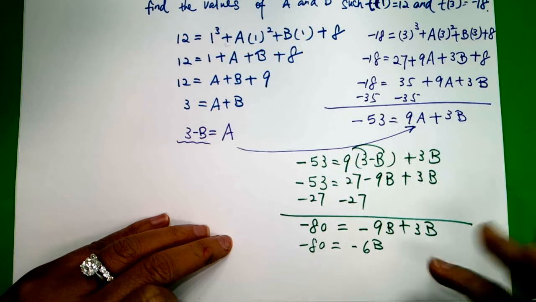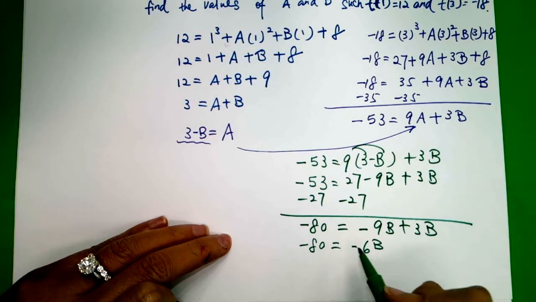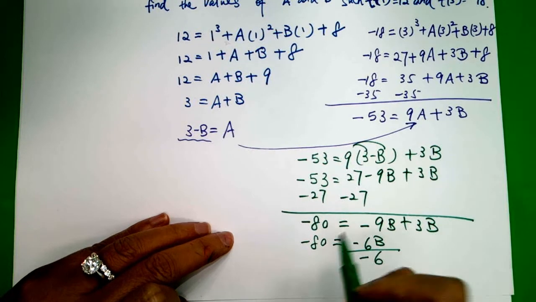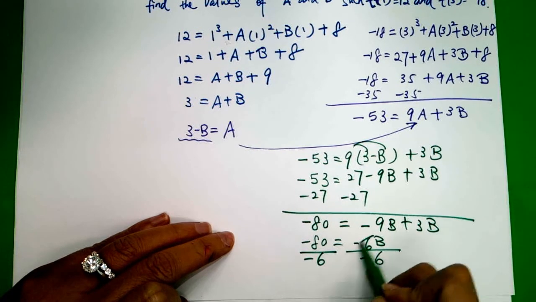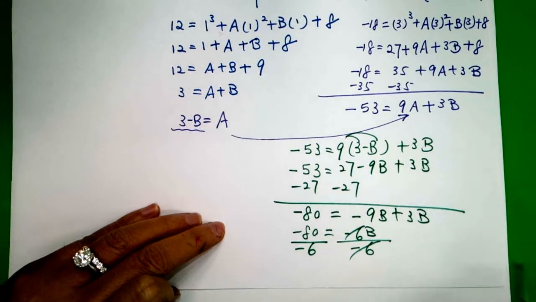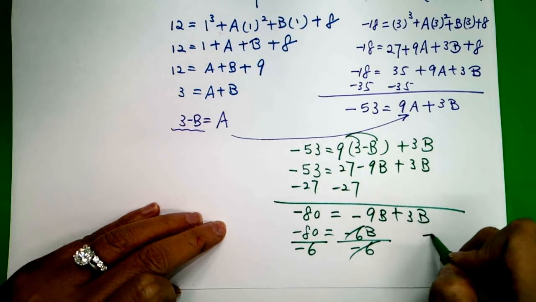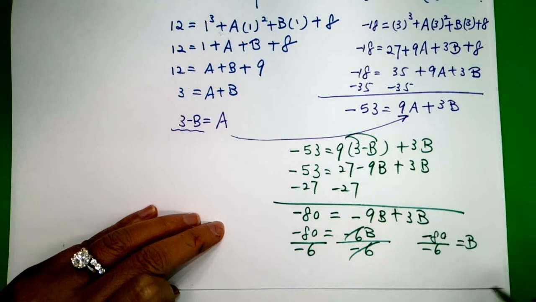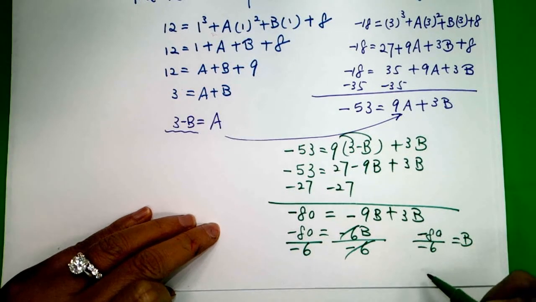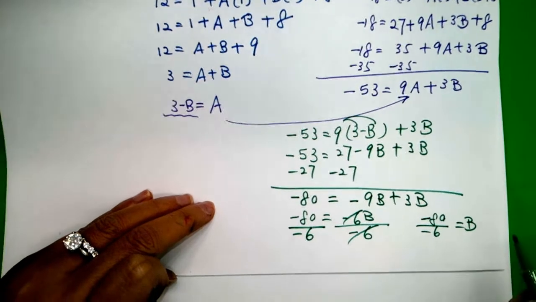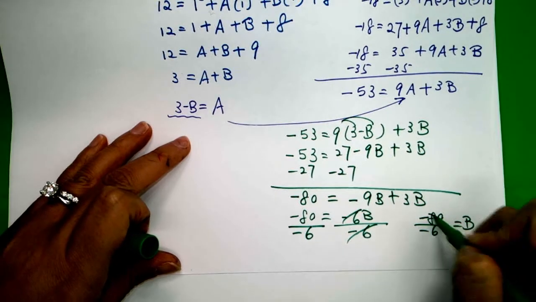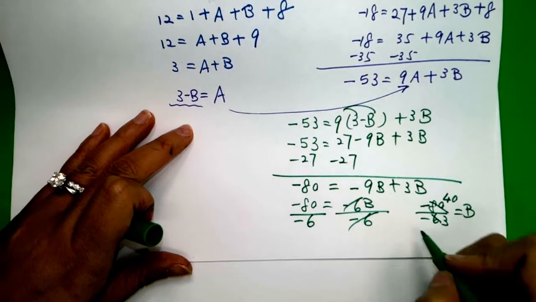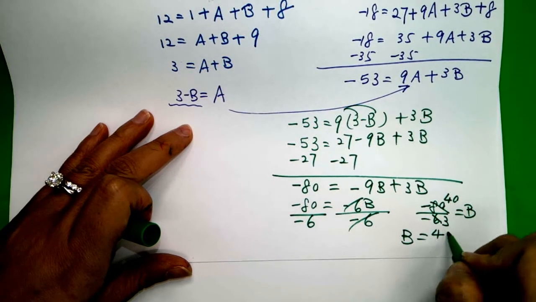Okay, for me to isolate the b on one side, I need to get rid of this negative 6. So I'm going to divide by negative 6 on each side, cancel, cancel. I eventually get my b, which is negative 80 divided by negative 6. After you reduce, a negative divided by another negative gives you a positive. 80 and 6 after you reduce is 40 over 3. So that is our b value.